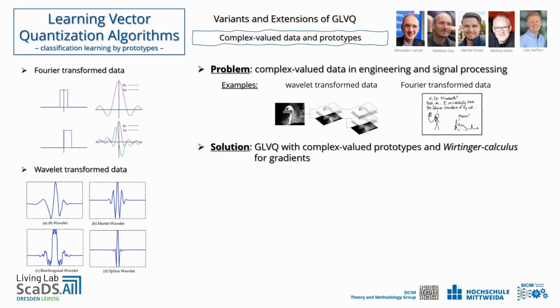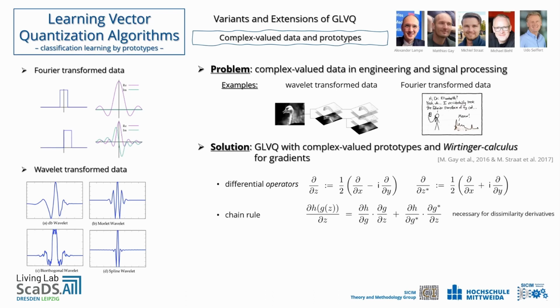However, for this, we have to generalize the derivative. And this can be done using the Wirtinger calculus. So we introduce differential operators and apply the chain rule. In the end, we get a derivative scheme, which is a directed derivative. This is not a general derivative, mathematically speaking, but it deals exactly with complex-valued data in the model. In this way, we can also handle, in learning vector quantization, data obtained by engineers in Fourier transforms.